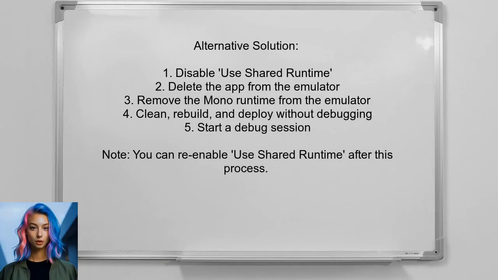An alternative solution shared by another user involves a few key steps. First, disable the Use Shared Runtime option in your Android project. Next, delete the app from the emulator and also remove the Mono runtime. After that, perform a clean, rebuild, and deploy your project without debugging. Finally, start a debug session. Once everything is working, you can re-enable the Use Shared Runtime option.